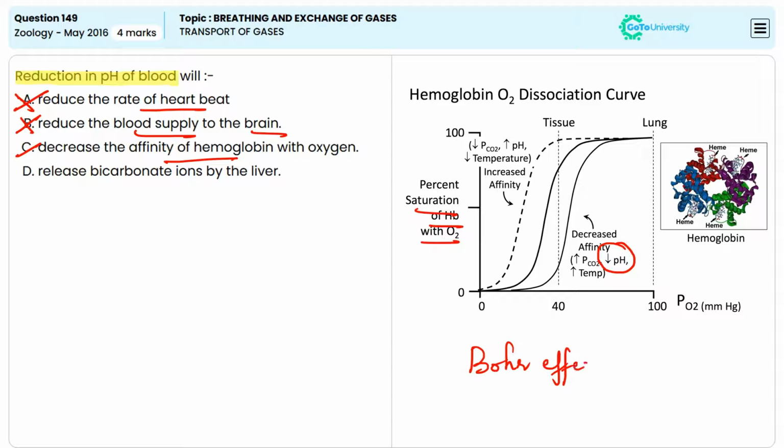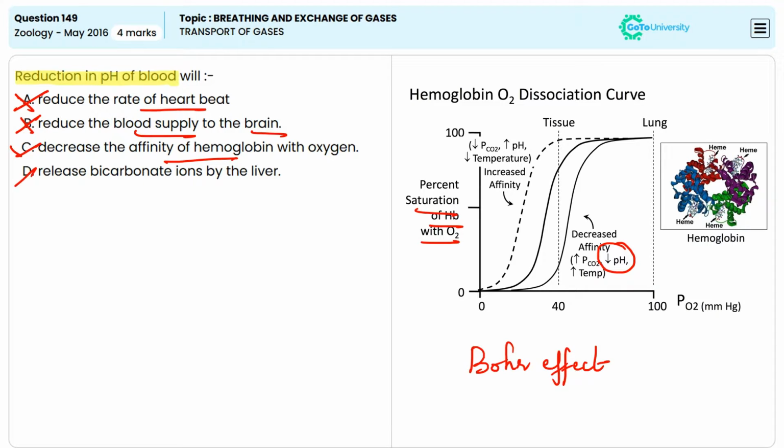That is, in a lower pH environment, due to the increase in carbon dioxide or some other acidic conditions, the hemoglobin releases oxygen more readily to tissues that need it. So option C is the correct answer.